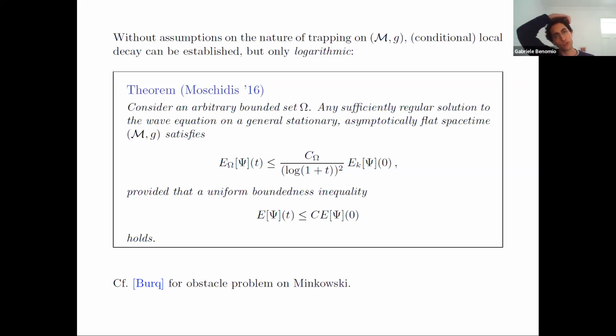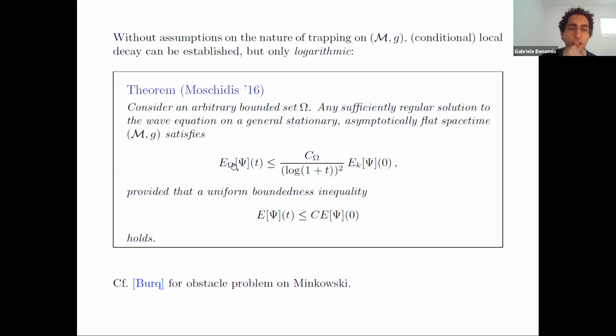So without assumption on the nature of the trapping on a stationary asymptotically flat spacetime, one expects to be able to establish conditional local decay, but only with a logarithmic decay rate. And this is a result by Moschidis that I state here. So if you consider an arbitrary bounded set omega in MG, then any sufficiently regular solution to the wave equation on a general stationary asymptotically flat spacetime MG satisfies the following uniform energy decay inequality.